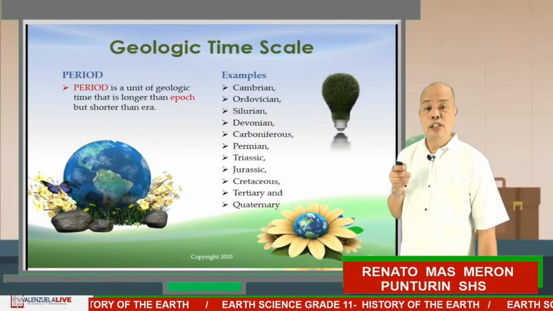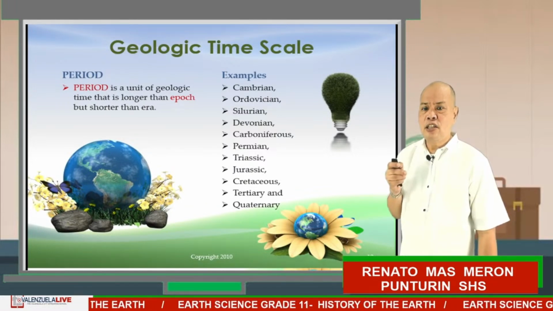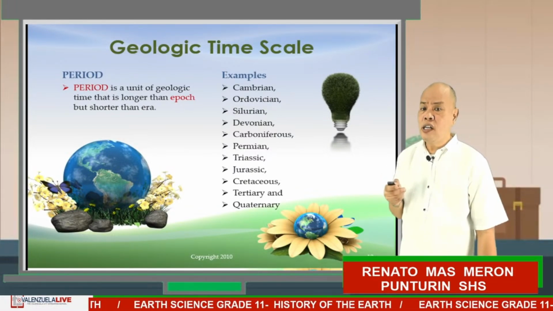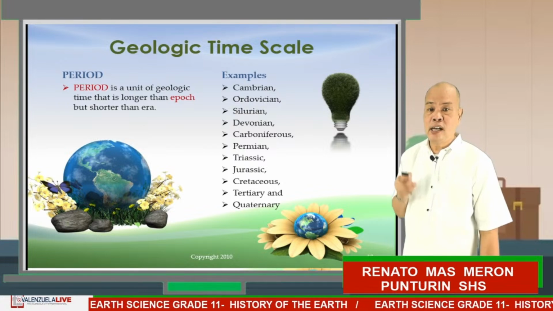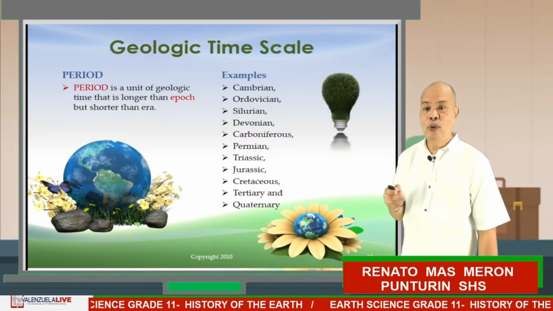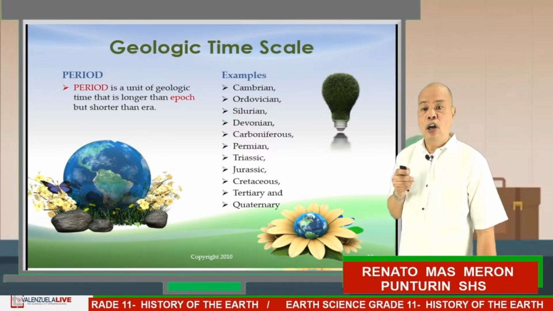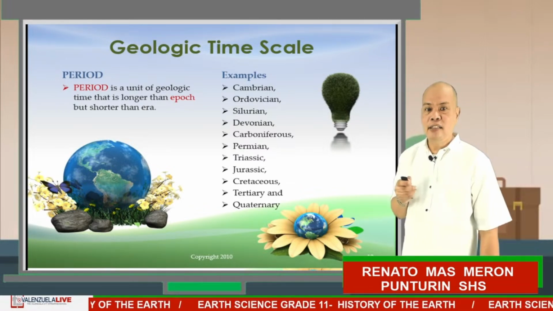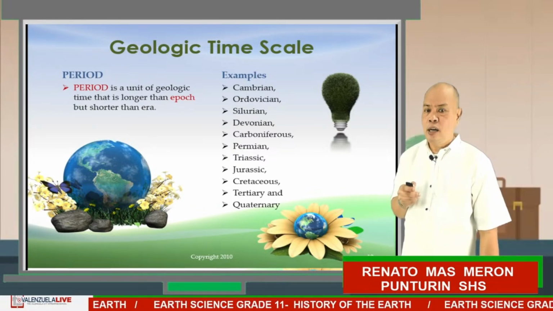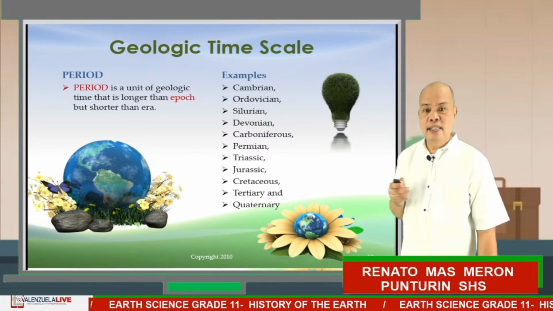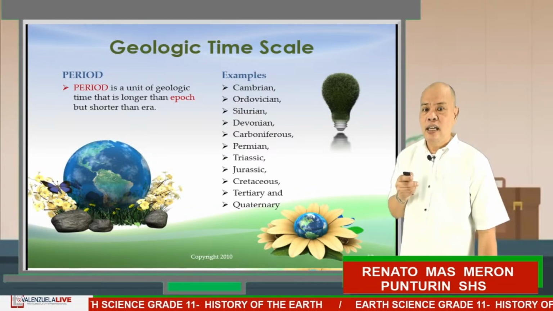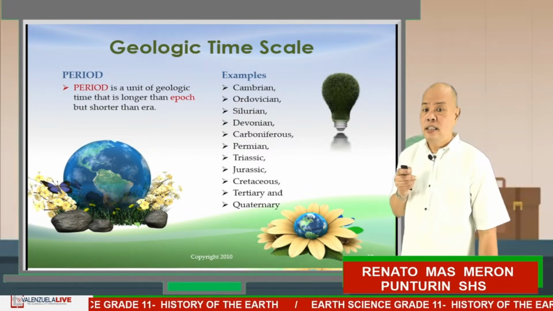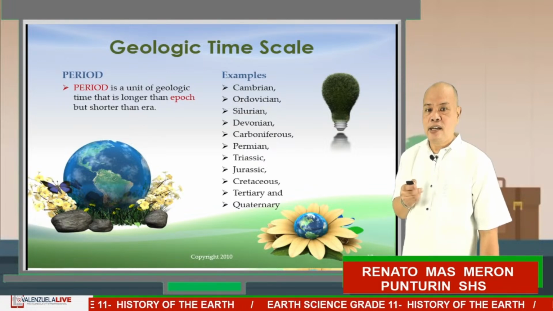Next to era is period. Period is a unit of geologic time that is longer than epoch but shorter than era. Examples, Cambrian, Ordovician, Silurian, Devonian, Carboniferous, Permian, Triassic, Jurassic, Cretaceous, Tertiary, and Quaternary.